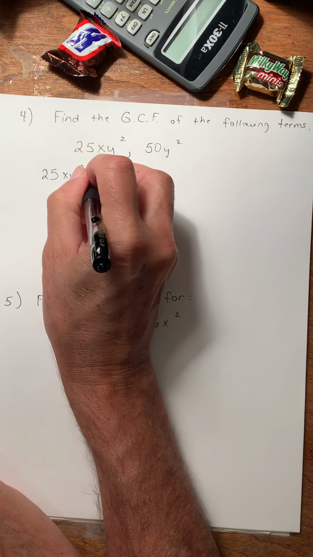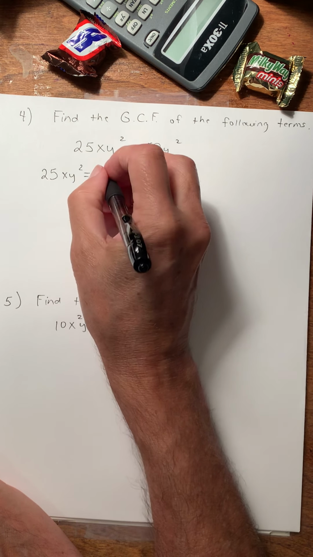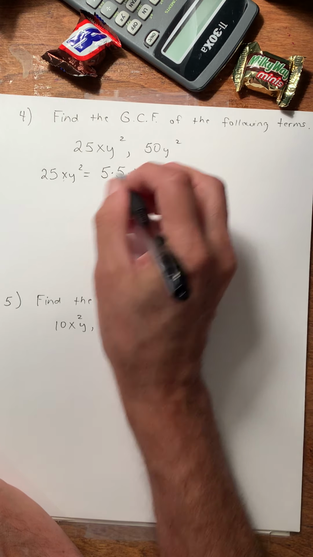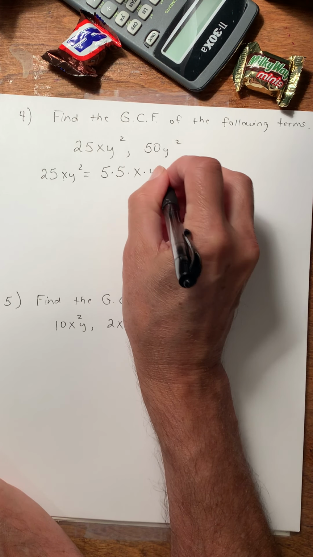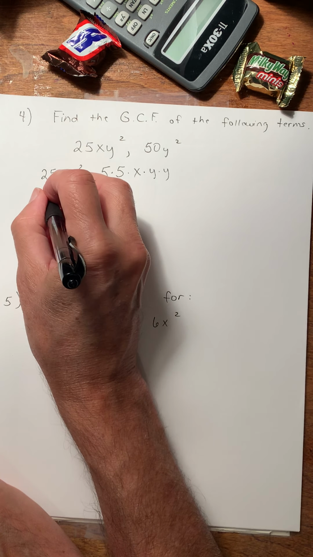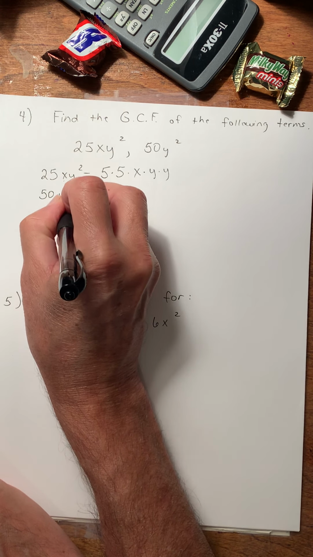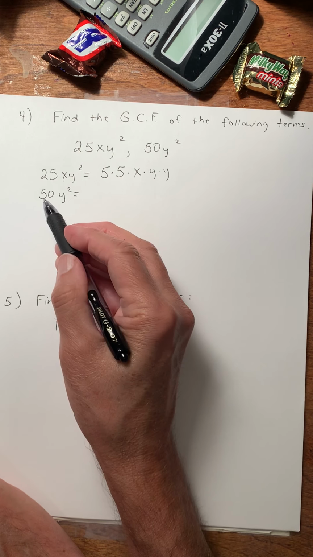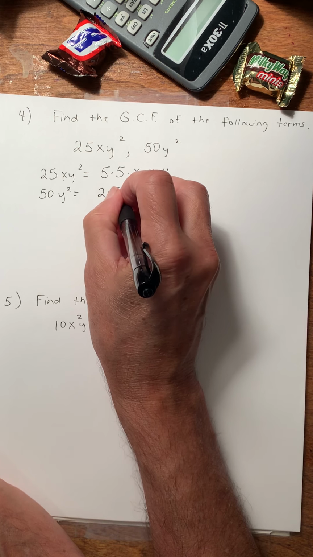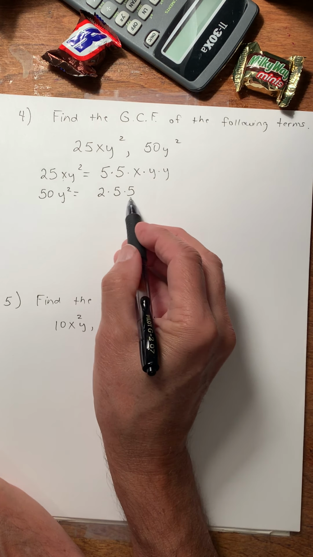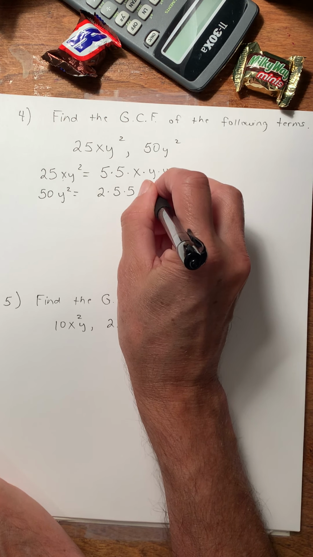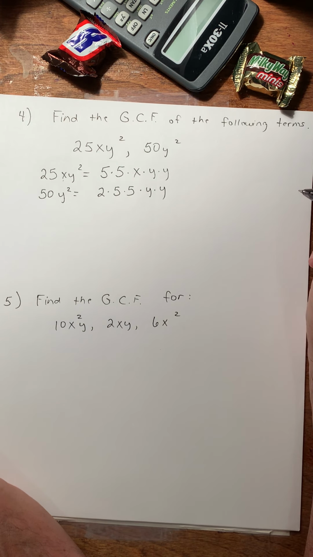25x y squared equals 25 is 5 times 5. That's easy enough. X is x. Y squared is y times y. Yeah, that's easy enough. 50y squared. 50 is 2 times 25, and 25 is 5 times 5. So there's my 50 in prime terms. Y squared is just y times y.